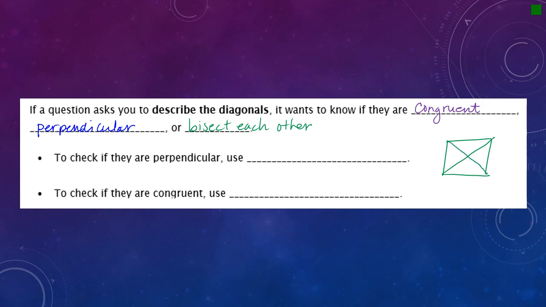What that means is that if you find, let me label my points, if you found the midpoint of AC, it would be here. And then if you found the midpoint of BD, it would be in the exact same point. So what they're asking you really is, are the midpoints of the diagonals the same? So let me put that down here. Are midpoints of the diagonals the same point?